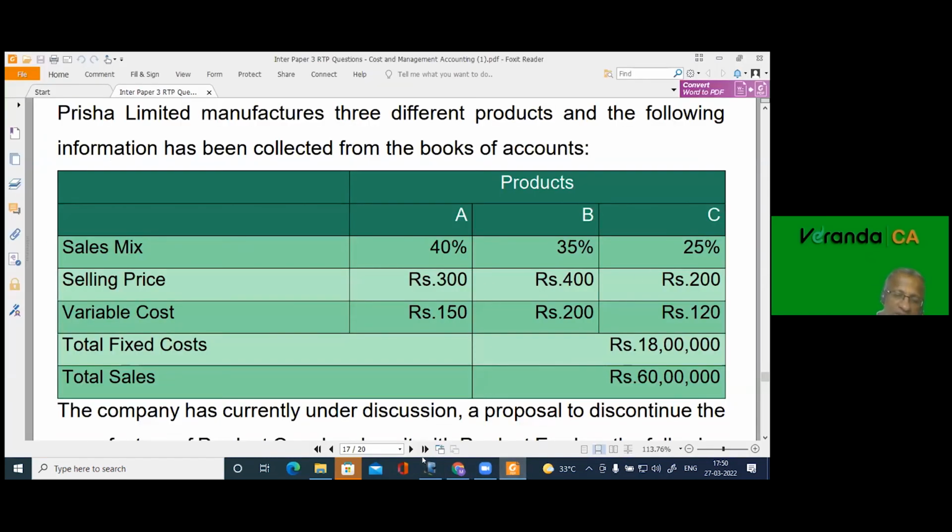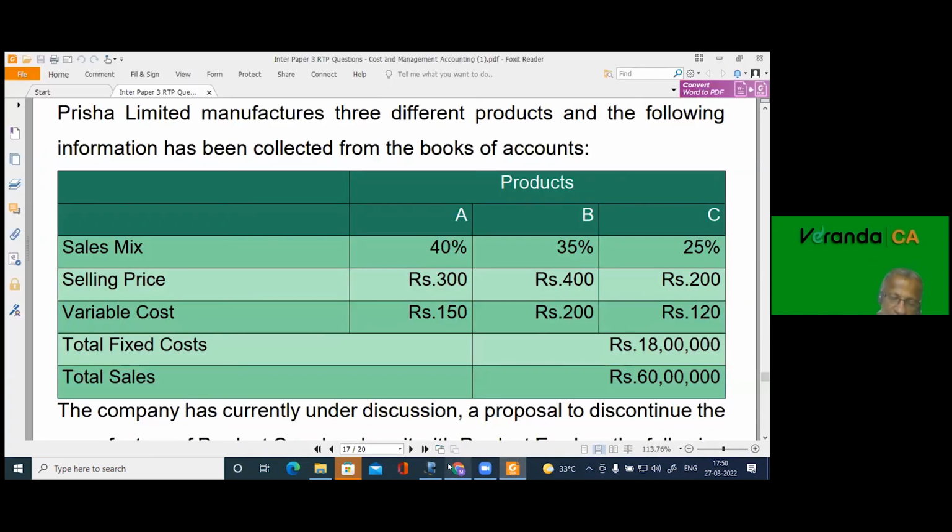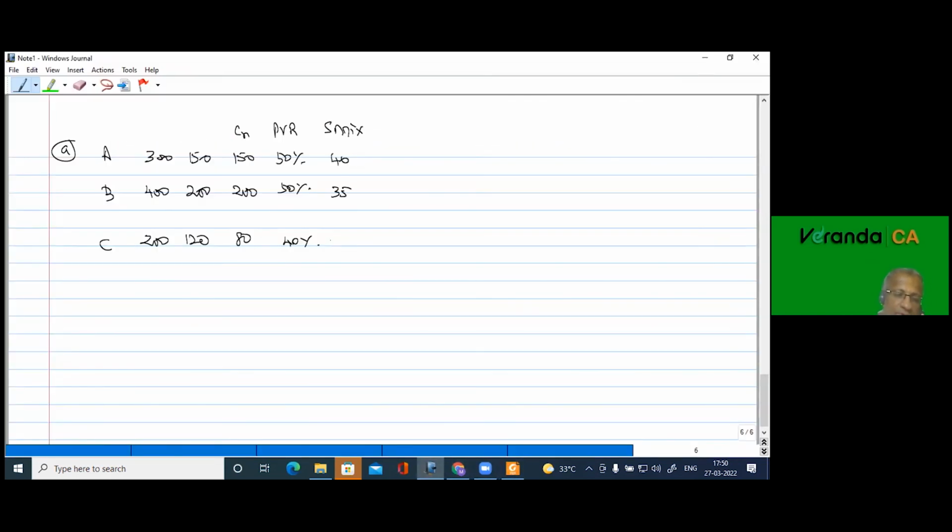Sales mix is 40, 35, 25. So now the composite PV ratio. 50% on 40 is 20. 50% on 35 is 17.5. 40% on 25 is 10. Totally, it comes to 47.5%. So this is in terms of percentage only.